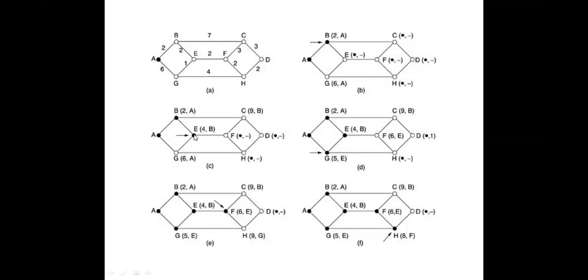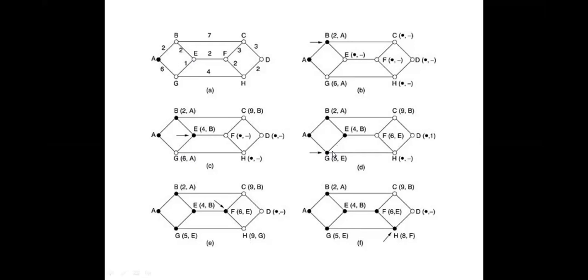After that, for E, we have two neighbors, F and then G. E to F is 2, and we already have 4, so 4 plus 2, 6. So 6 comma E at F. And then what about G? A to G is 6, but A to B is 2, B to E 2 plus E to G 1. So total 5. So instead of 6 comma A, it is better to have 5 comma E. So we fill G with 5 comma E.